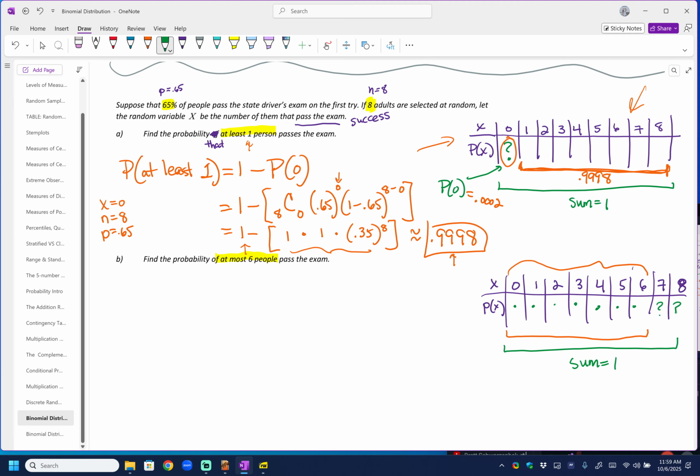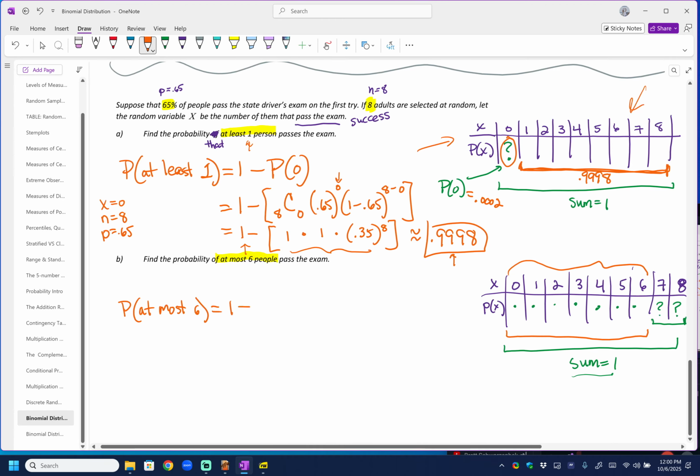Because if I can take the sum of these 2 right here and subtract from 1, that is going to give me the probability of at most 6. So that's going to be our strategy that we're going to follow. Let's write that out. So the probability of at most 6 is going to be equal to 1 minus the sum of the probability of 7 and 8.